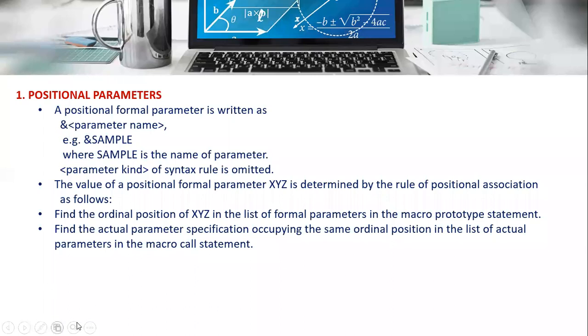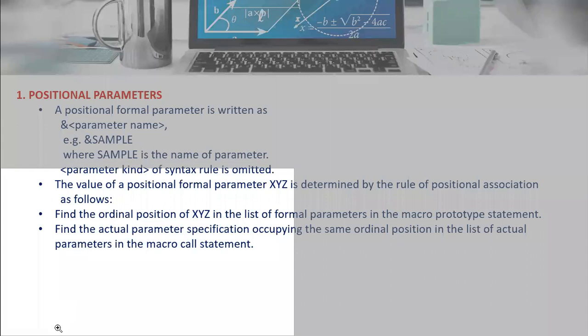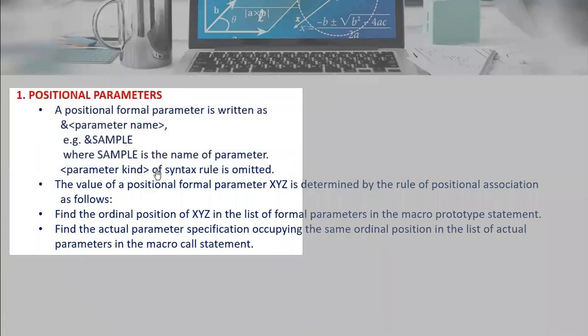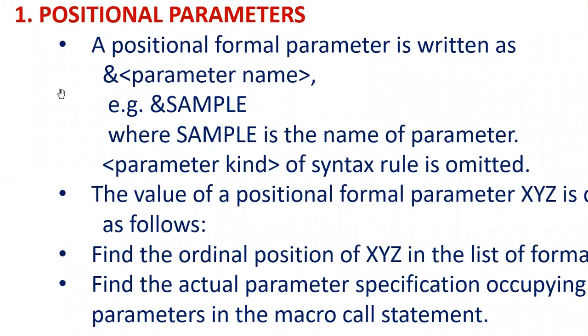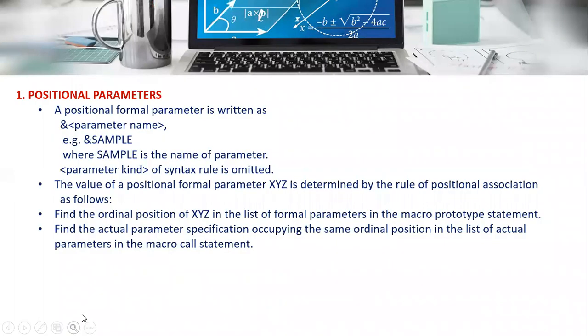That symbol is the ampersand. We consider that particular representation corresponding to the positional parameter. Next, for the positional parameter, the example given is the parameter name, sample, and we can pass an operator here. We call this type of parameter a positional parameter, where sample is the name of the parameter.